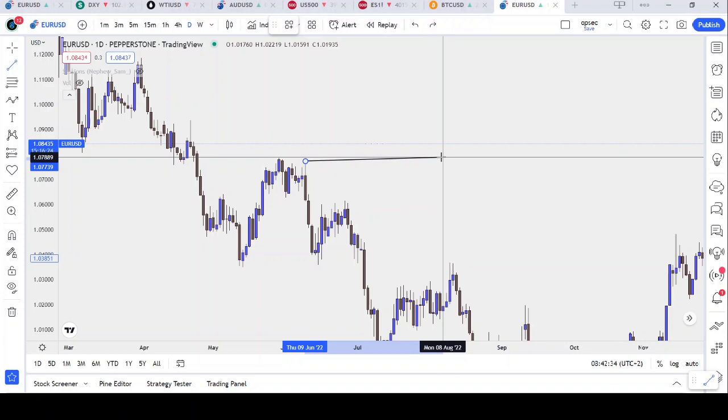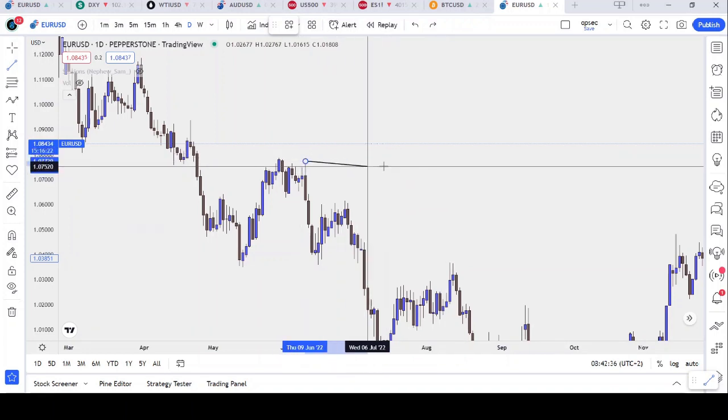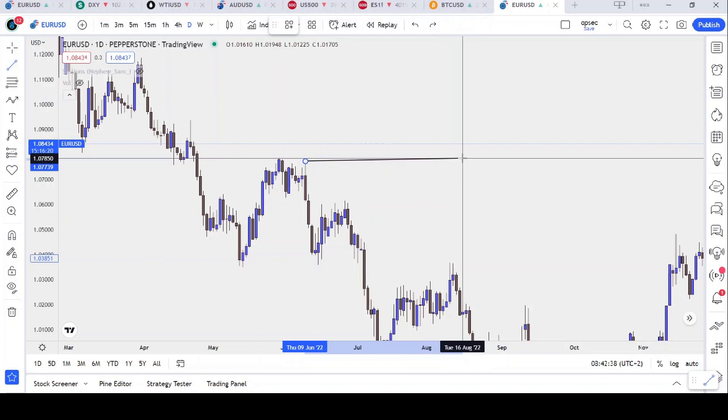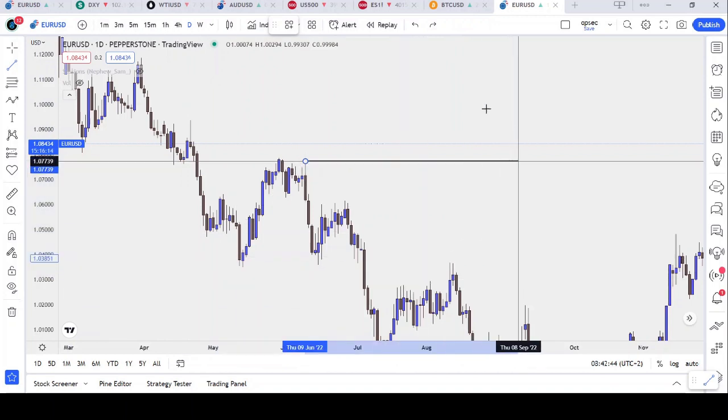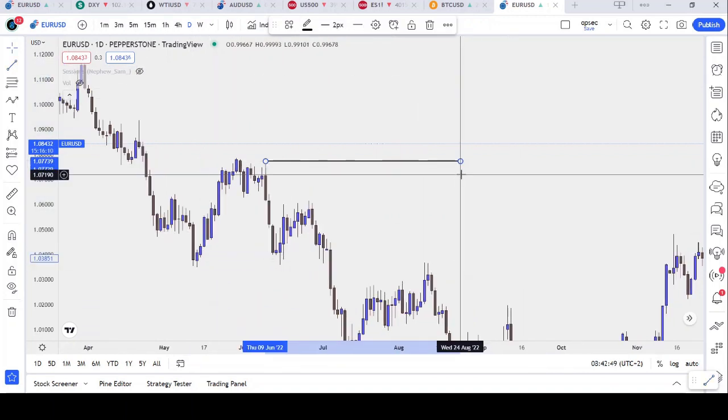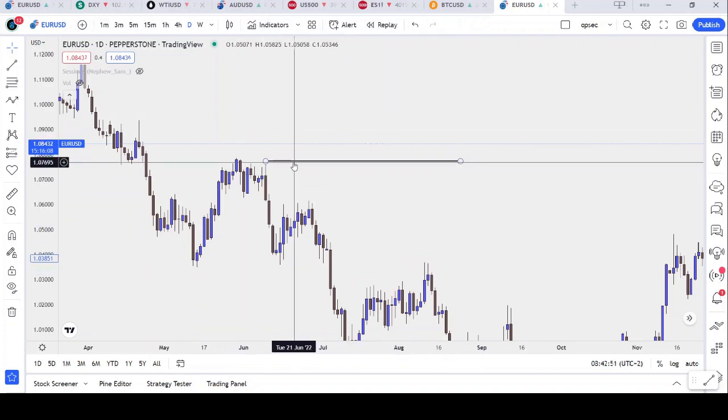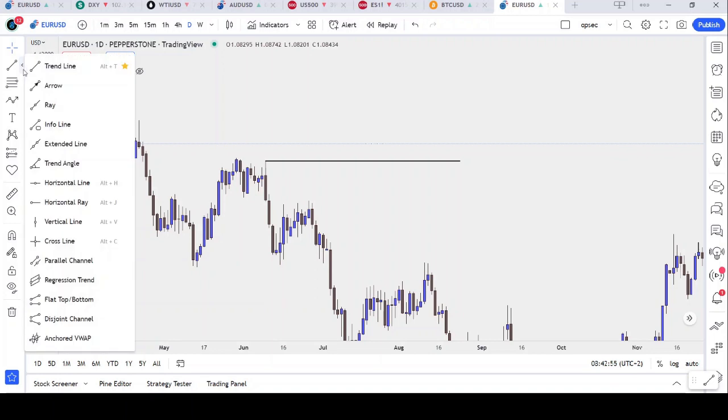Or if you are having a hard time getting a flat angle on this, you just hold shift and then it will only go by 45 degrees at a time. And then click again and you'll have a trend line placed. Okay, so that's trend lines complete and all of these rays.